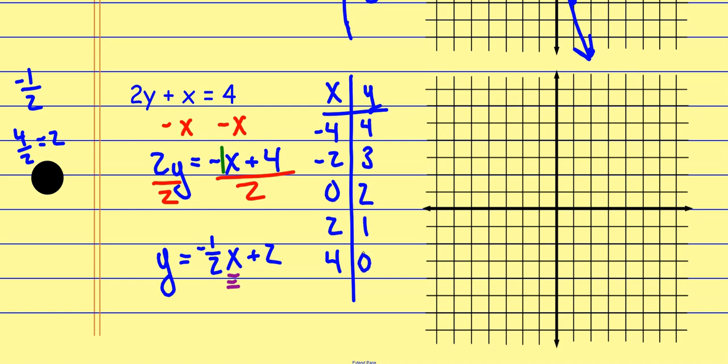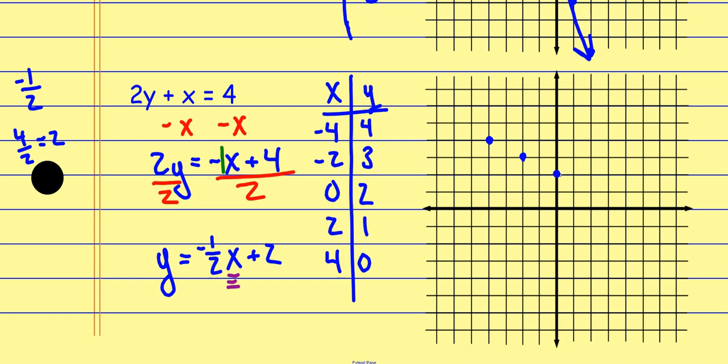And now I can plot these. And once again, as I plot these, maybe I'll plot the first couple. Let's see, negative 4, 4 is right here. Negative 2, 3 is right here. And as you're watching me plot these, think about, do I already know what the pattern is? Could I use the pattern to keep graphing this? And think about how many points I really need.